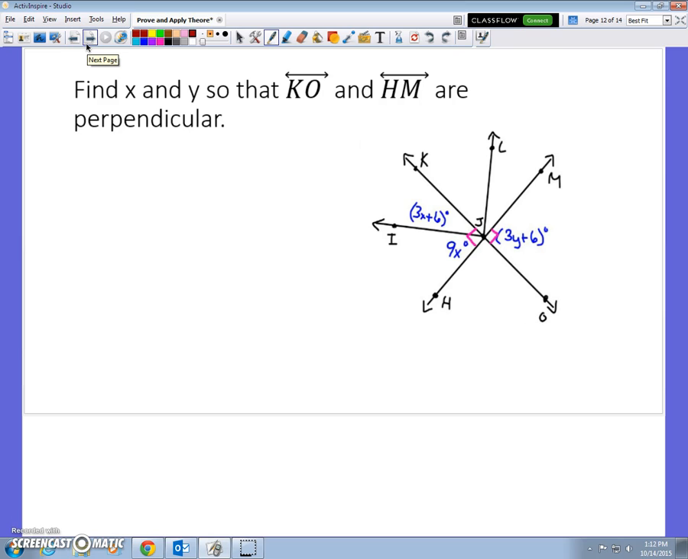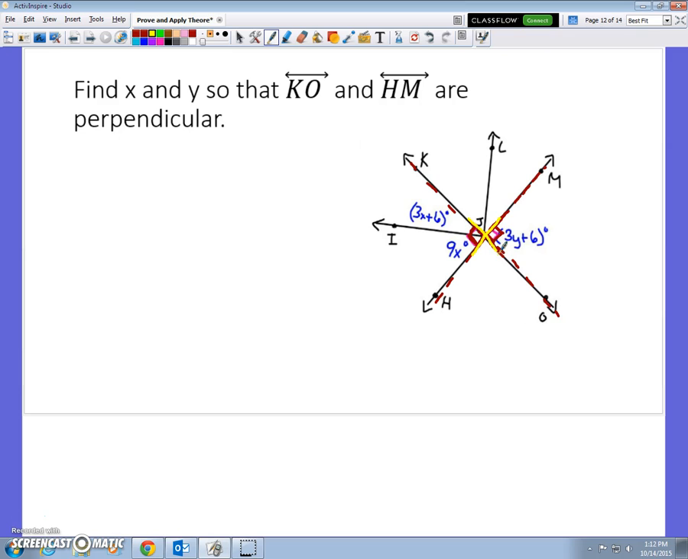But now we're going to apply that algebraically. So find x and y so that line KO and line HM are perpendicular. So we need to make sure that line KO, this guy right here, and line HM are 90 degrees. So I know I have a 90-degree angle here, a 90-degree angle here, leaving 90 for each of the final two because they are vertical angles. So what I'm seeing here is this guy right here is vertical with this guy right here. They're vertical. Maybe if I did a different color, you'd be able to see better. This guy right here is vertical with this guy.